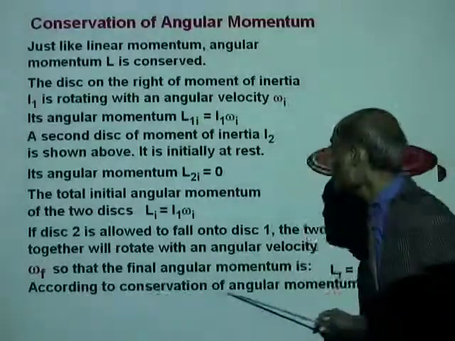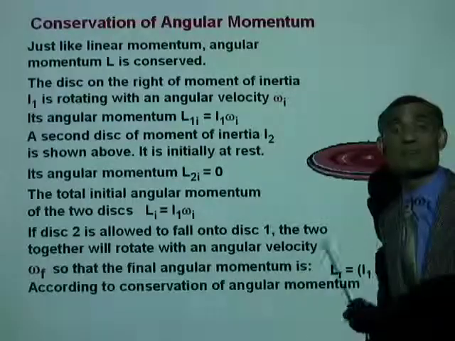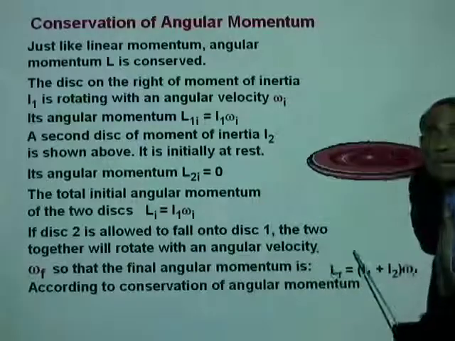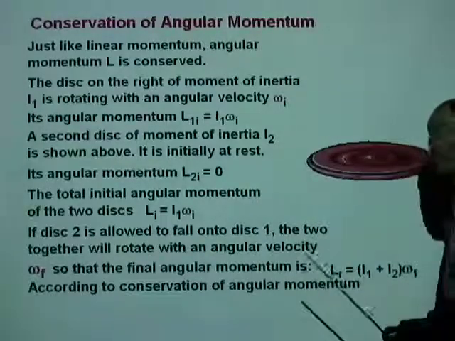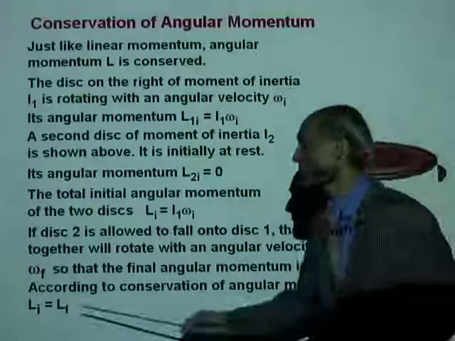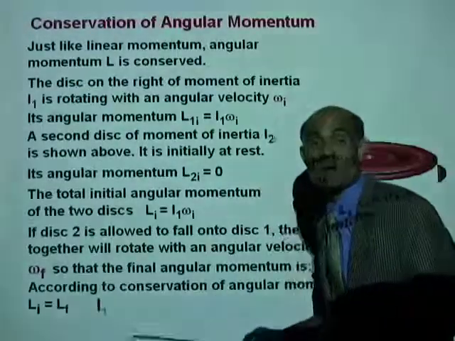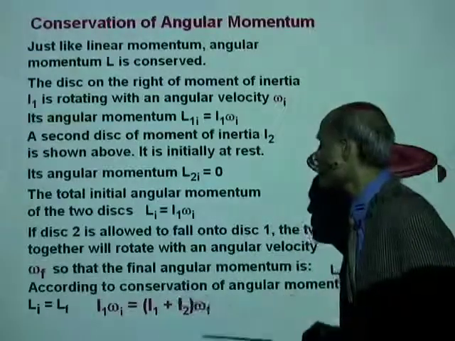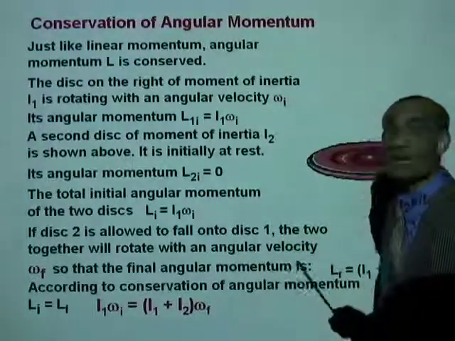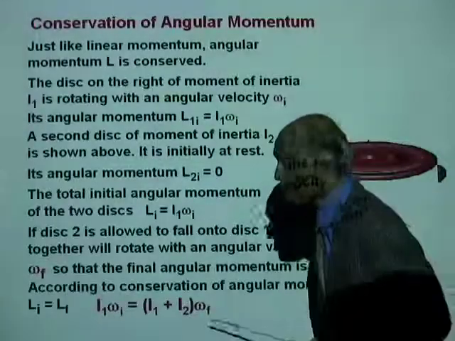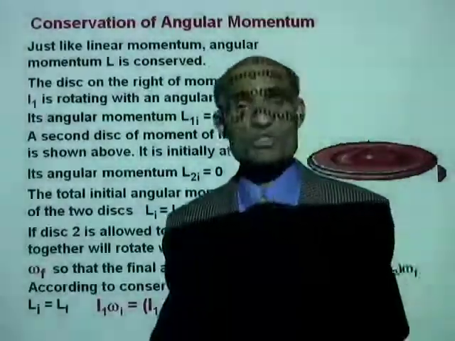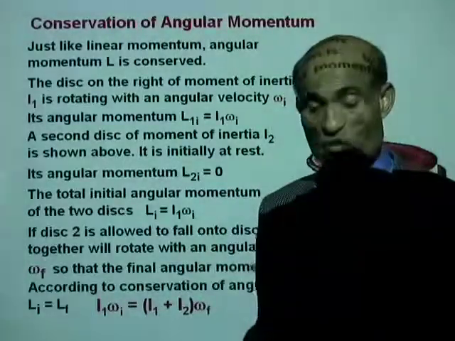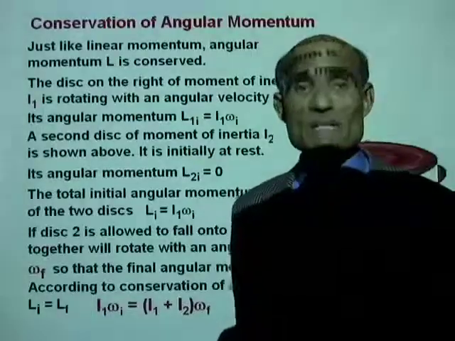Now, according to the conservation of angular momentum, the total initial angular momentum must be equal to the total final angular momentum. Is that right? That means I1 omega I must be equal to I1 plus I2 omega f. Now, this has wide applications and is a very, very useful relation. The conservation of angular momentum.